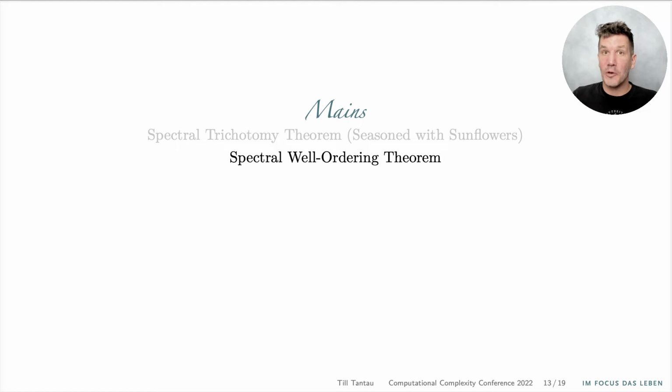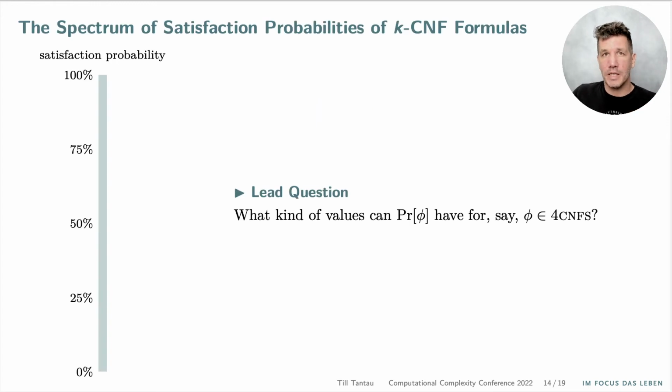So let me now serve the second main course of this talk, the spectral well ordering theorem. This theorem is about the spectrum of satisfaction probabilities that k-CNF formulas can have. So if you're given a k-CNF formula, say a 4-CNF formula, what are the possible values that the probability can have? And in order to approach this question, perhaps let's start with 1-CNF formulas, which are very easy.